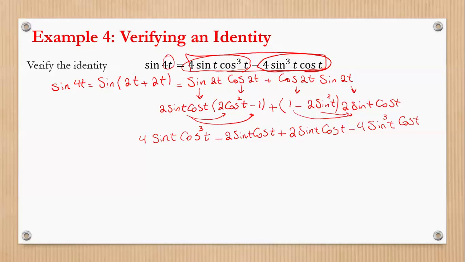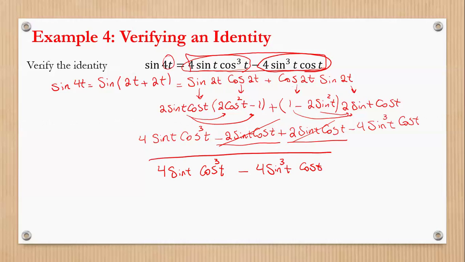Now when we look at these, we can combine like terms. These two are like terms because they have the same sine t cosine t, but since the numbers are +2 and -2, they actually cancel each other because 2 minus 2 is 0. And the only thing that's left for me is 4 sine t cosine cubed t minus 4 sine cubed t cosine t, which is exactly my right side of the identity.